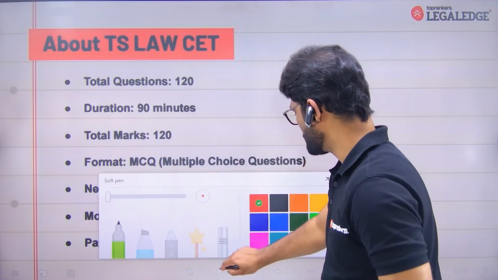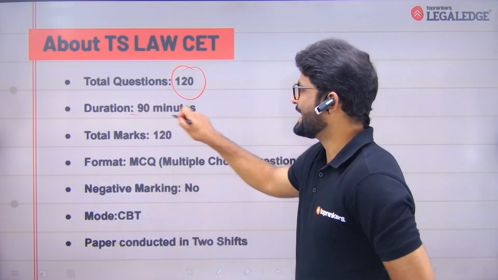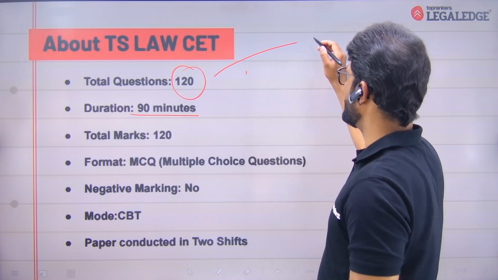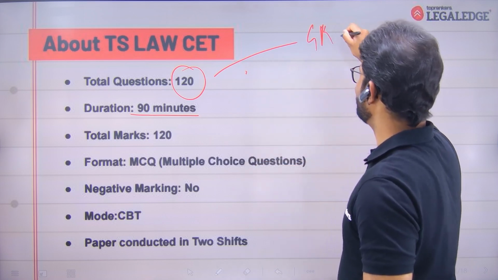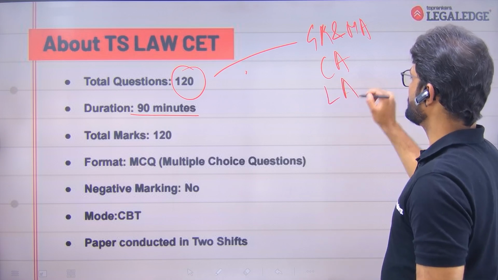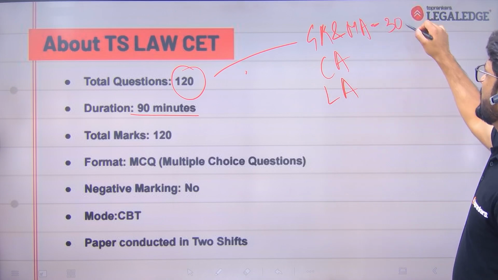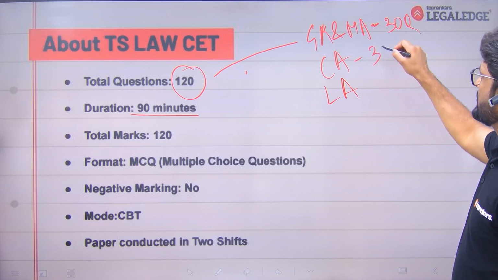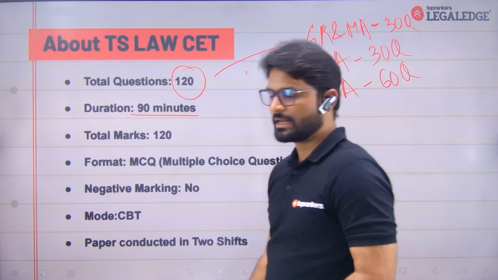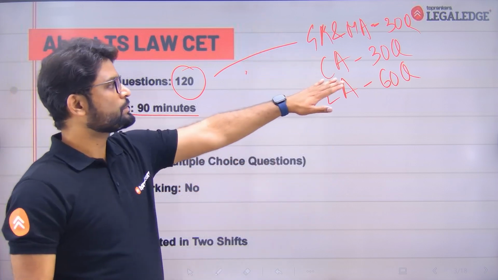This paper has 120 questions and you'll be given 90 minutes to solve them. These 120 questions are divided into 3 sections: GK and mental ability, current affairs, and legal aptitude. The first section has 30 questions, current affairs again 30 questions, and legal aptitude has 60 questions. This is how the whole paper is divided into 3 sections with the question-wise weightage.